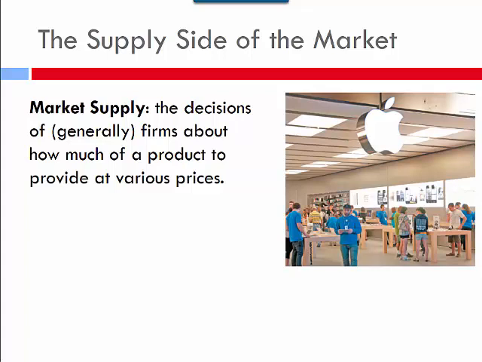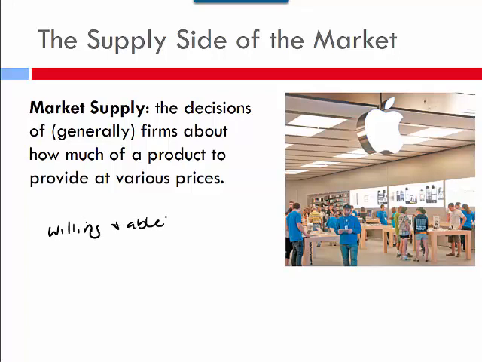All right, now for the supply side of the market. So this is the other side of the coin here. There's a lot of similarities. Once you've got demand under your belt, this seems a little bit easier. But again, we look at how much firms are willing and able to provide at various prices. So again, you have to be willing and able to provide it.